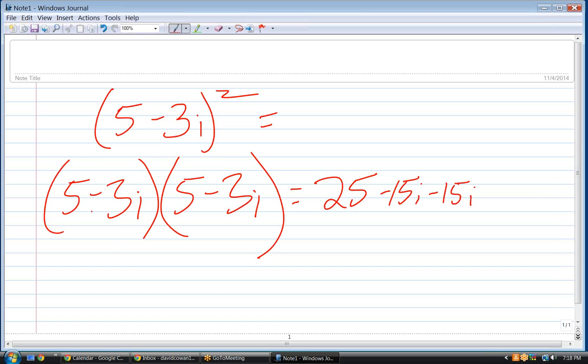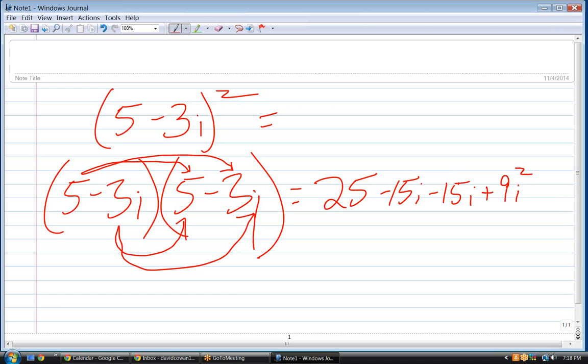Oh, yeah. In other words, when we FOIL it, we multiply that times that, and then we add to that multiplied by that, and then we multiply the inside, and then we multiply the outside. In other words, it's every term by every term. And the last term is plus 9i squared. Okay? Now simplify that answer.